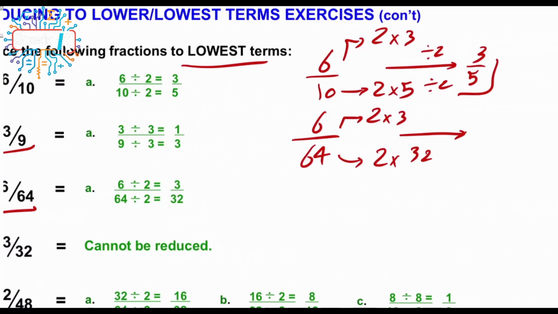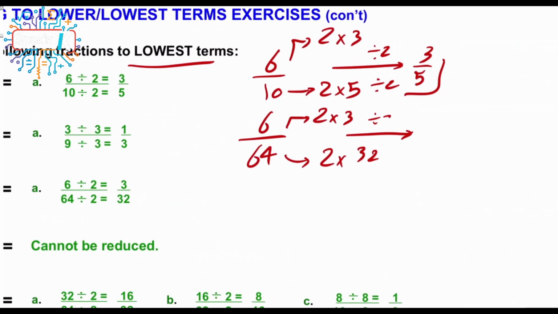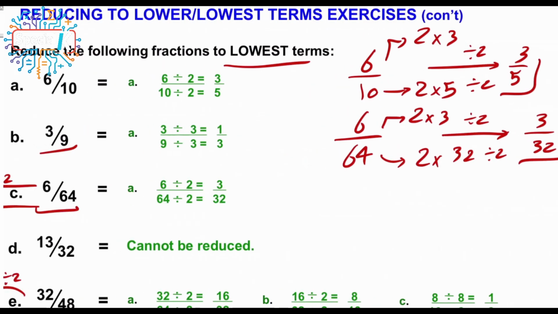Try not to start from the big numbers, just the small numbers. Most of the time, 2, 3, and 5s are the answer. 6 divided by 2, this guy divided by 2. I do have 3, I do have 32. Can I do more? No, this is the lowest terms. Why? Because there's no number that you can divide by 3 and 32 at the same time.